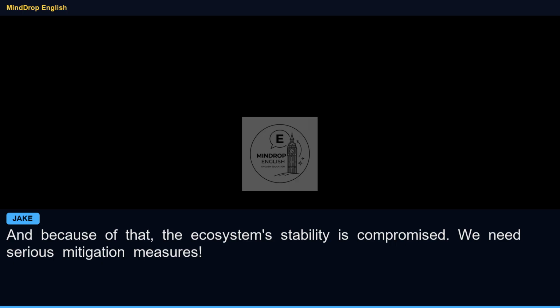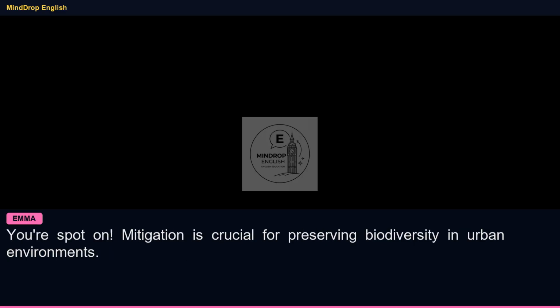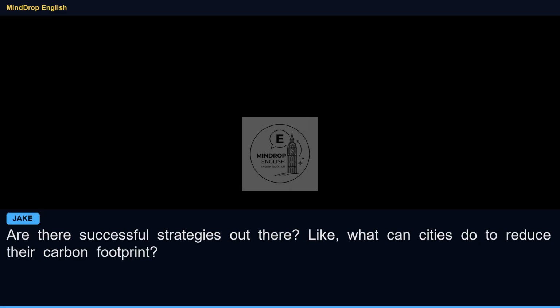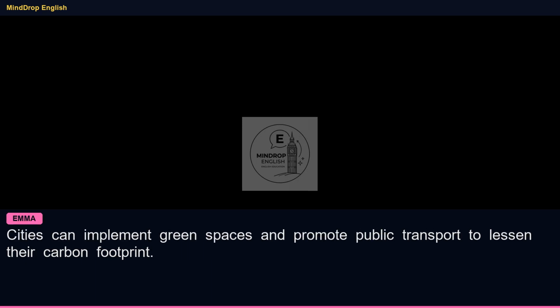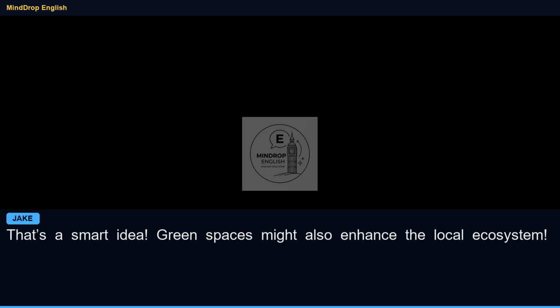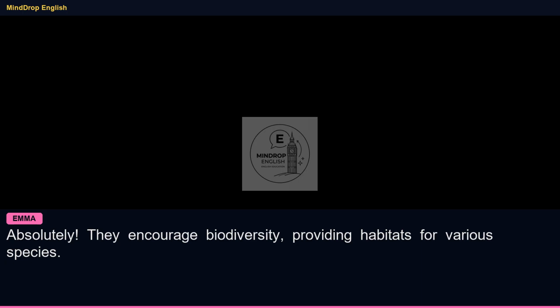We need serious mitigation measures. You're spot on. Mitigation is crucial for preserving biodiversity in urban environments. Are there successful strategies out there? Like, what can cities do to reduce their carbon footprint? Cities can implement green spaces and promote public transport to lessen their carbon footprint. That's a smart idea. Green spaces might also enhance the local ecosystem. Absolutely. They encourage biodiversity, providing habitats for various species.